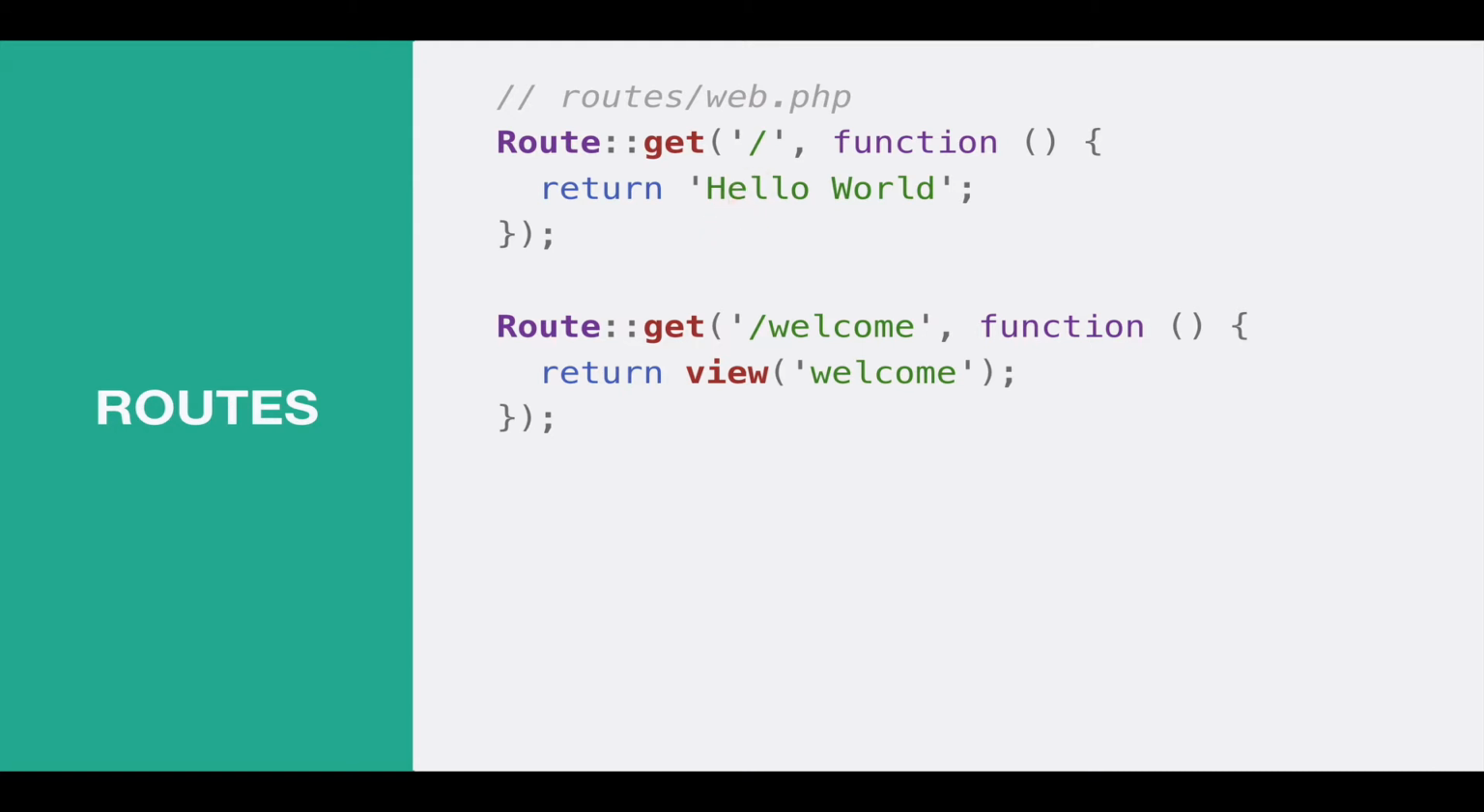So if we're at the home page, this function gets called, and the value that gets returned will be displayed in the browser. So if we were to go to the home page, all we'll see is the string hello world. That's what gets displayed to our browser.